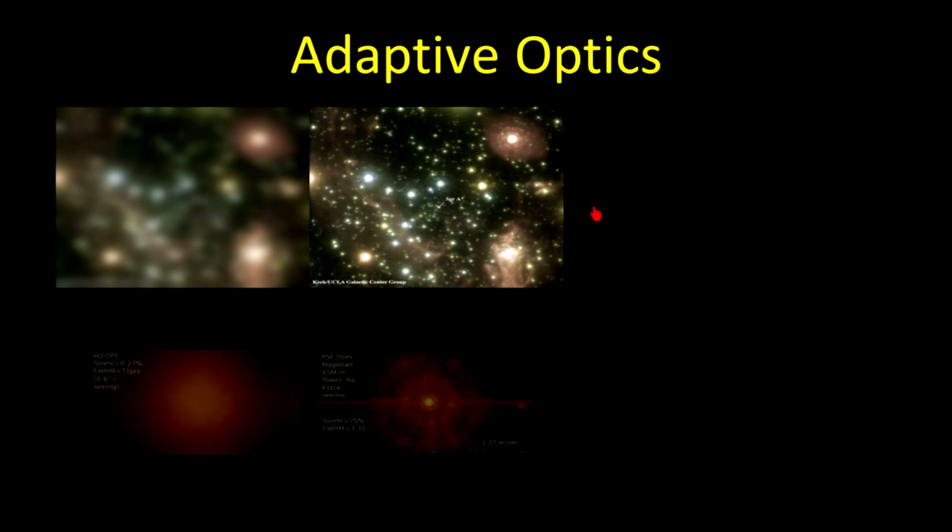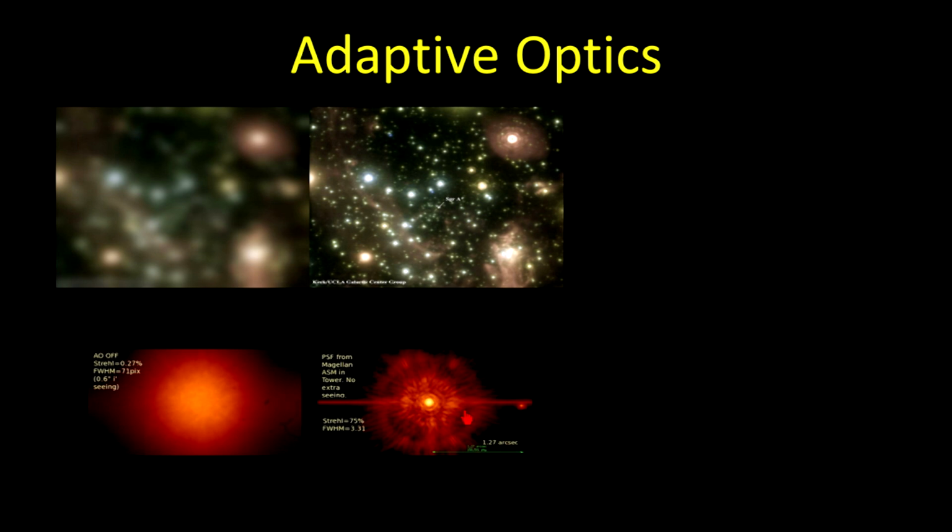Let me show you a couple more examples. This is the image of a star without adaptive optics turned on. And then when they turn on the system, notice the clarity, absolutely crystal clear.